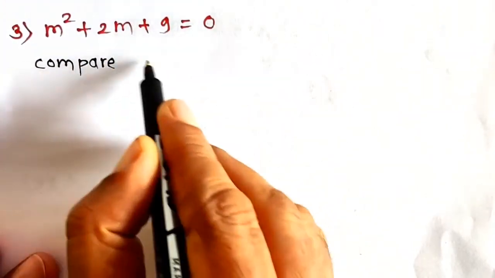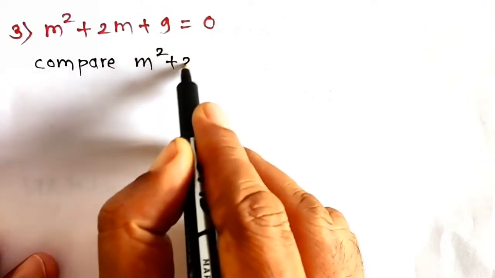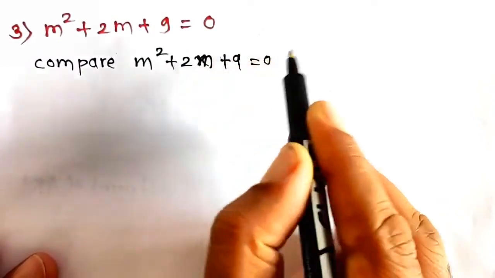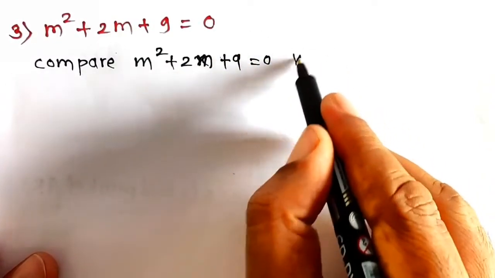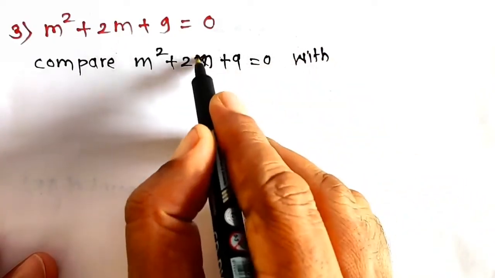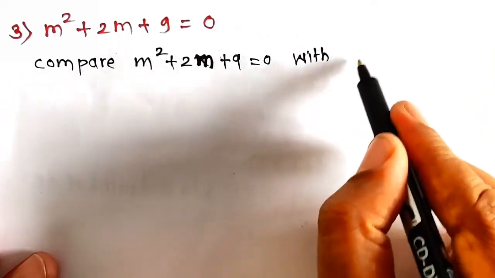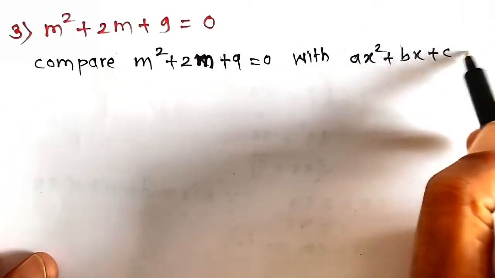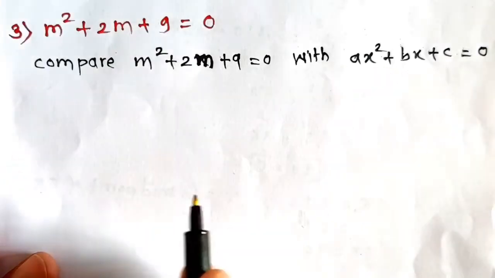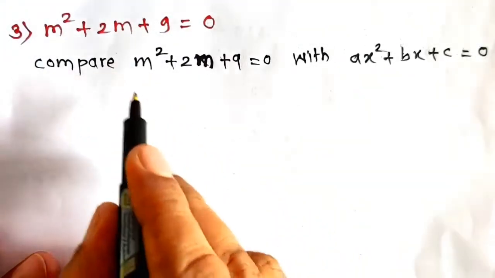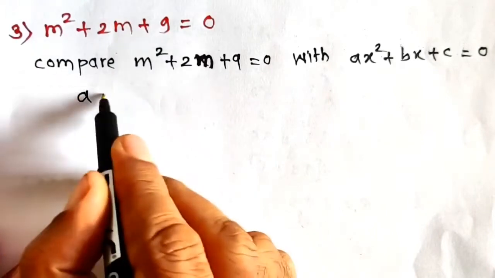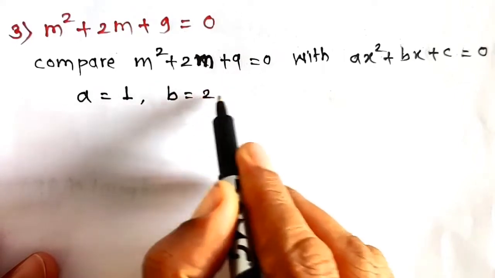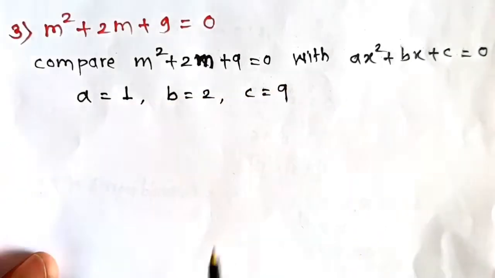So compare m square plus 2m plus 9 is equal to 0 with ax square plus bx plus c is equal to 0, or we can write am square plus bm plus c is equal to 0. So a is the coefficient of the square term, so here a is equal to 1, b is the coefficient of the middle term, that is 2, and c is equal to 9.